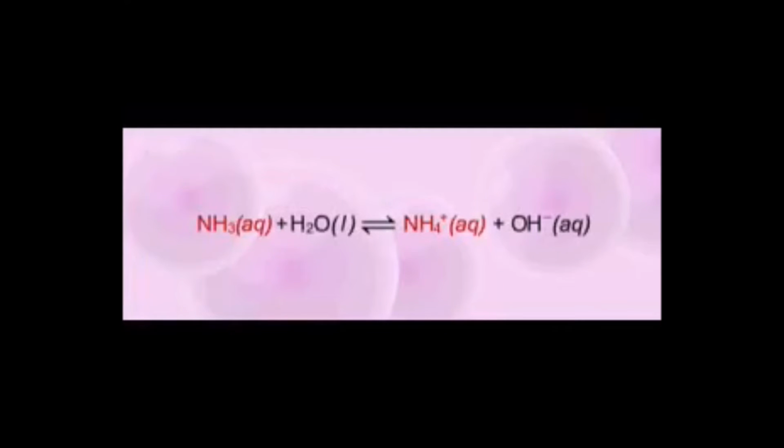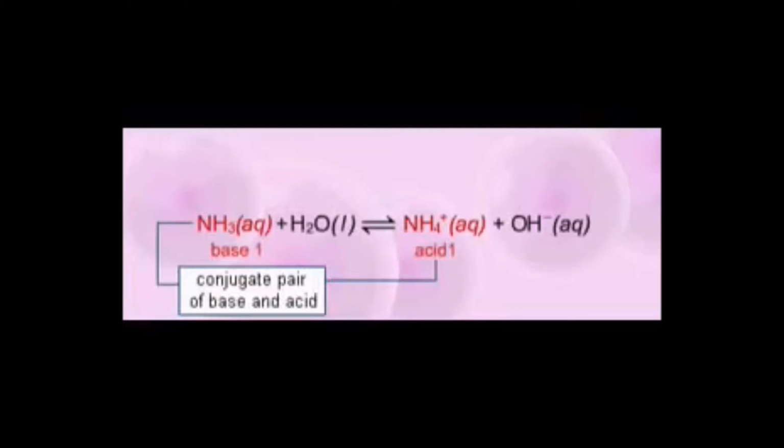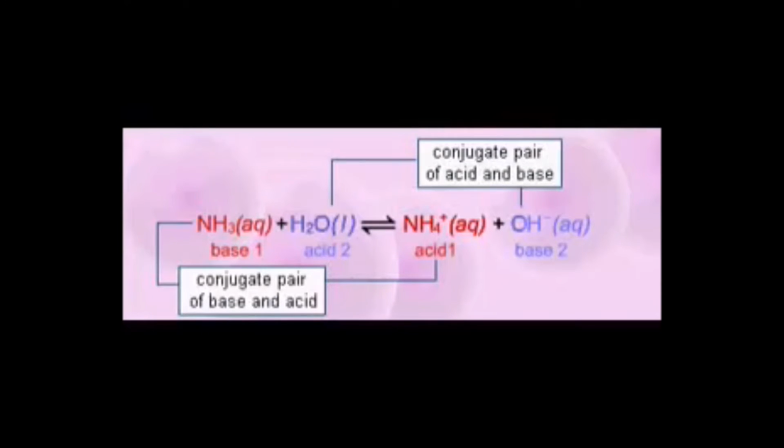Ammonia and ammonium ions are called a conjugate pair of base and acid. Similarly, water molecules and hydroxide anions form another conjugate pair of acid and base. Therefore, we have two conjugate acid-base pairs in this reaction: ammonium ions and ammonia molecules, and the other one, water molecules and hydroxide anions.